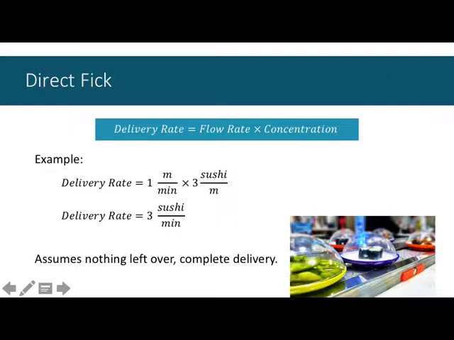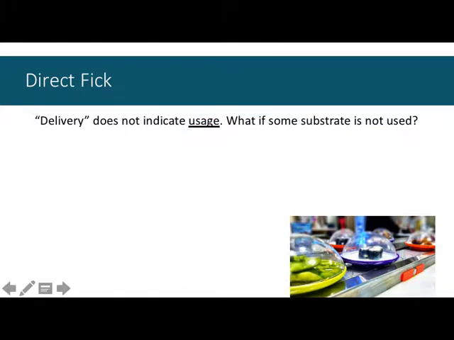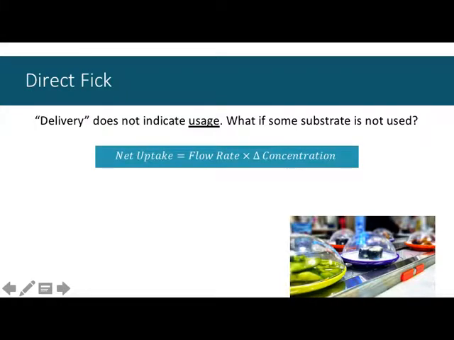This isn't a physiological example. It's also not necessarily a realistic example, because total delivery doesn't indicate usage. The word delivery could imply the amount of a substance seen by a target, seen by a tissue, or seen by yourself. But total delivery assumes that everything is disposed of. So I'm going to use net uptake or even net delivery as a term to describe a situation where you don't eat all the sushi.